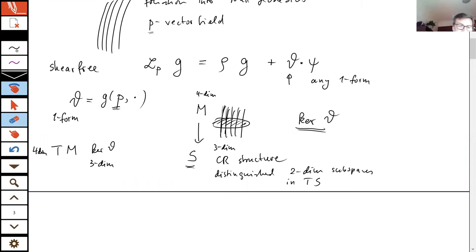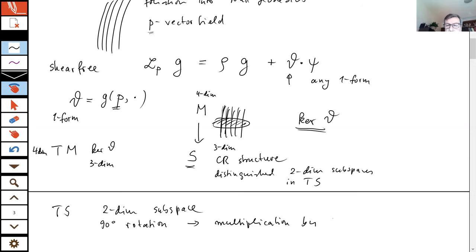So we know on TS, we have a two-dimensional, we call it a distribution, two-dimensional subspaces in each of them. We know what a 90 degree rotation is. We just have to fix some orientation. What is clockwise, what is counterclockwise, we have to fix one. Doesn't matter which one, 90 degrees rotation from the conformal metric, and we call this multiplication by i. And this means we have a complex structure on this distribution. This is exactly what a CR structure is.